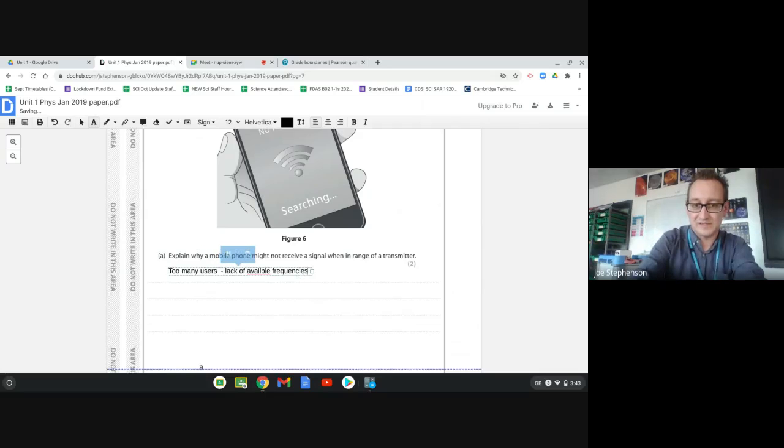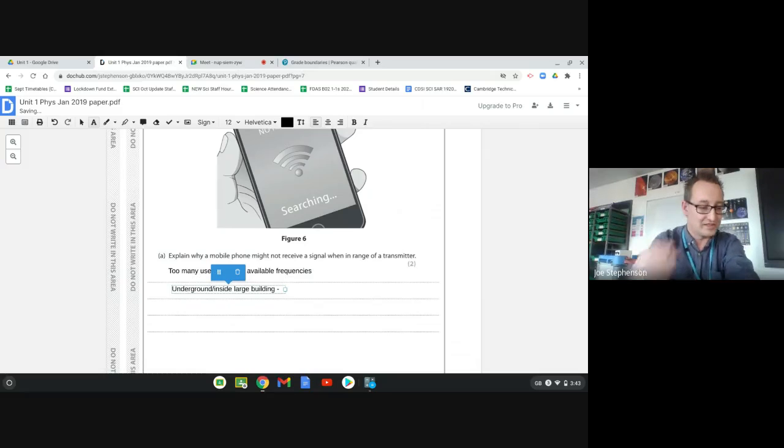frequencies. So the first answer that I'm giving you there doesn't actually relate to the waves as much as it relates to the fact that too many people are trying to use the network. Now, the obvious one, the one that most of you went for, is the idea that you're at the bottom of a large building, or you're underground. So we put that one: underground, inside a large building. So you've got that kind of idea.